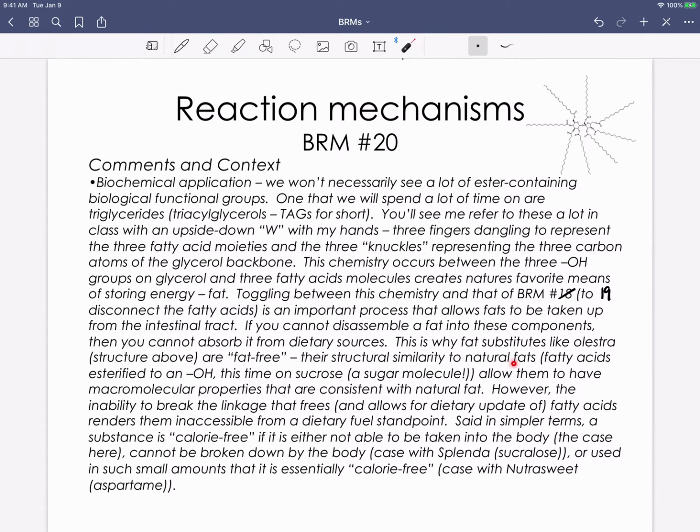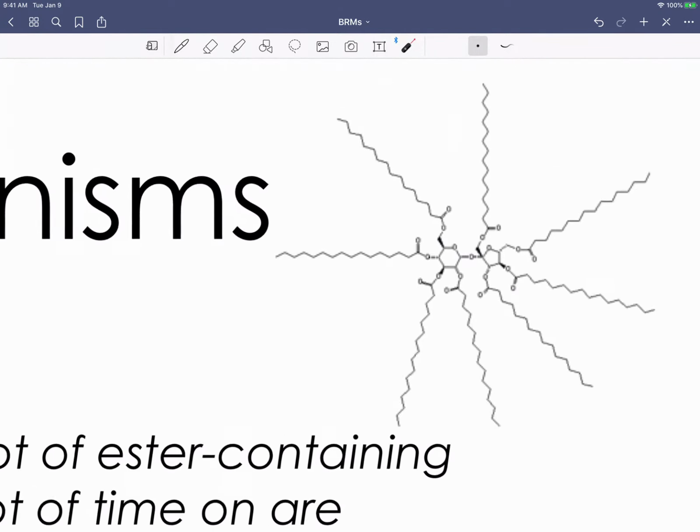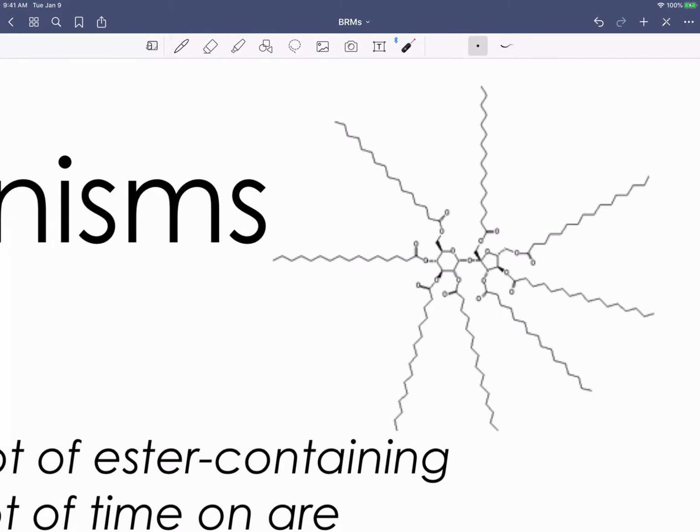So again, it has structural similarity to natural fats. We're going to have fatty acids that we basically esterify to a hydroxyl group. But rather than it being on the 3-carbon glycerol backbone to make the natural triglycerides, we're going to use sucrose. We're going to use a sugar molecule, and we're going to basically decorate it. So I'll blow up on this. Actually, let's do it right now so we can see it. Here is sort of the structure of Olestra, and we're going to have this sugar molecule, and remember, sugars have very prevalent hydroxyl groups. So all of the hydroxyl groups are chemically esterified with saturated fatty acids here.